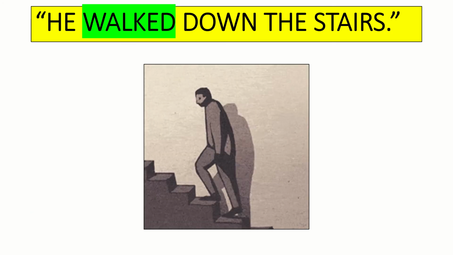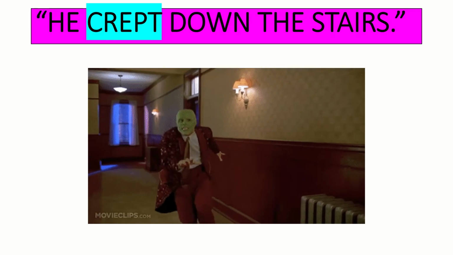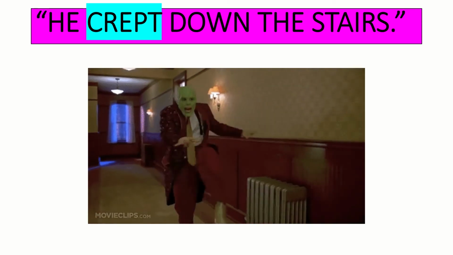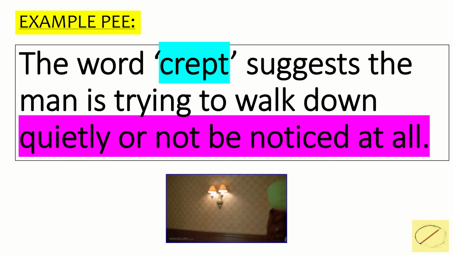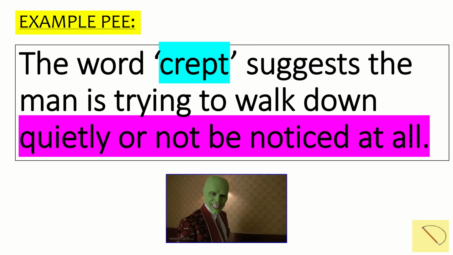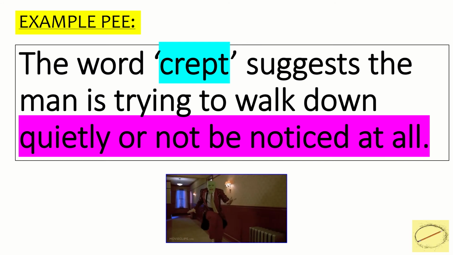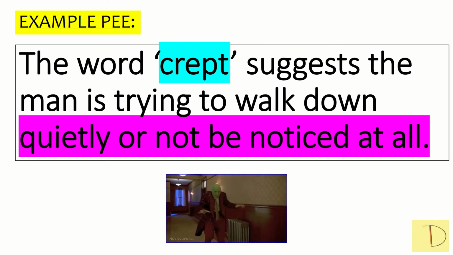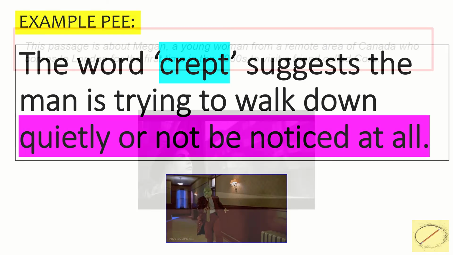Here he's walking, but if we change that verb to he crept down the stairs, it might mean the man is trying to be quiet, that the man is hiding. An example PE would be: the word crept suggests the man is trying to walk down quietly or not to be noticed at all. Because what I've done as a student is I've zoomed into the word crept, I've looked at the connotations, and I've explained why the writer has decided to use that word over any other word.